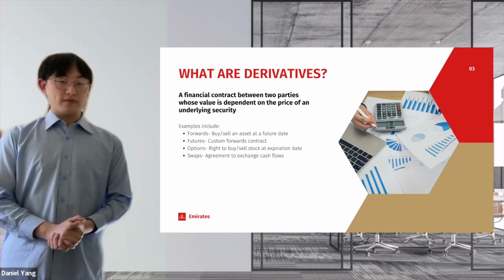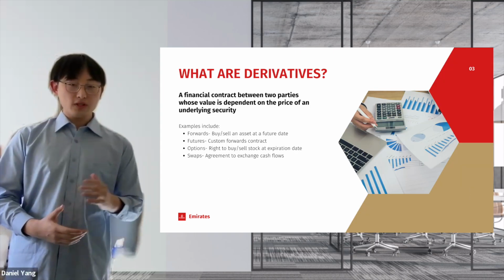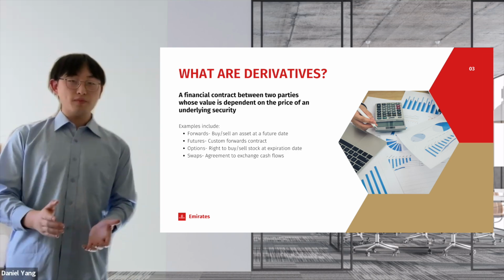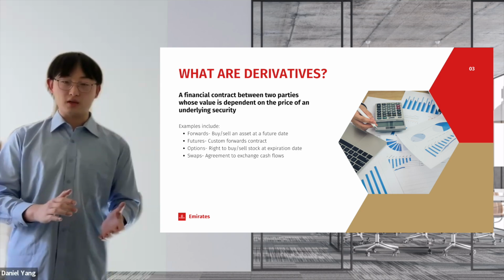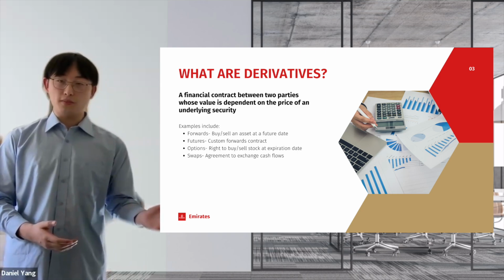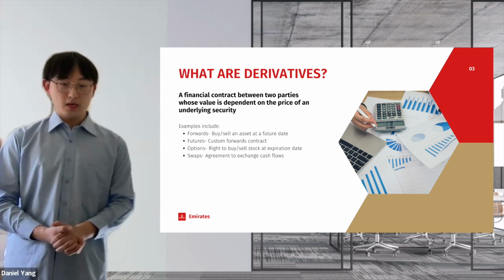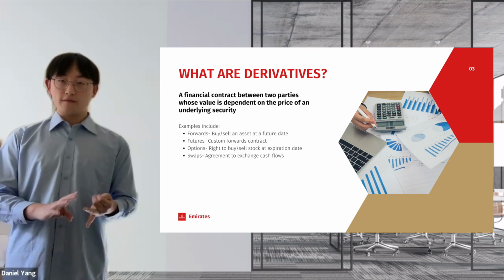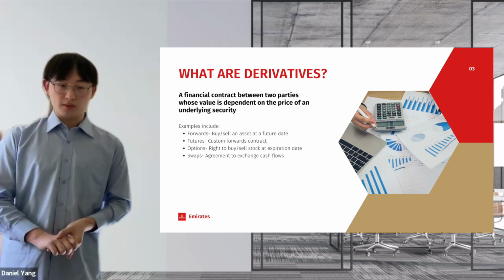So what are derivatives? Before we go into details, we first need to explain what derivatives are. It's a financial contract between two parties whose value is dependent on the price of an underlying security. Now, this underlying security could be stocks, bonds, or even foreign currency. Derivatives mainly exist in four forms. These are forwards, futures, options, and swaps.